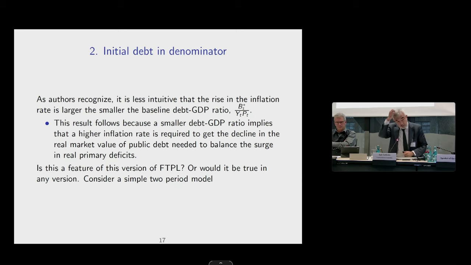Second, the debt in the denominator, the authors say, hey, look, this is less intuitive. Francesco explained it, I think, very clearly, so I don't want to say much about it. The result follows simply from, if you have a lot of debt, just a tiny bit of extra inflation is going to wipe out sufficient debt to pay for all that extra G, basically.